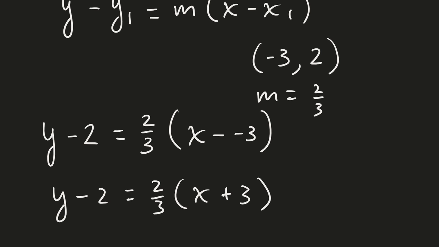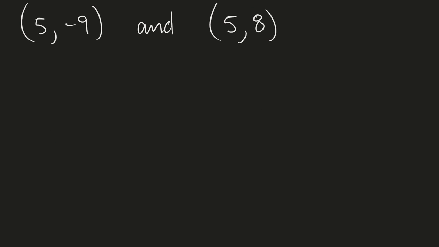And I can see the slope, and I can also see a point that it goes through if I remember that this is minus the negative. So I know that it's going to hit the point (-3, 2), and it's going to have a slope of 2/3. So let's consider two examples.